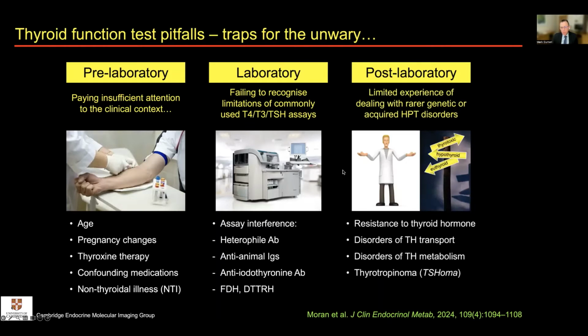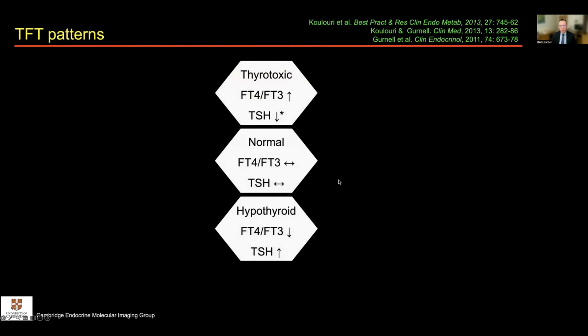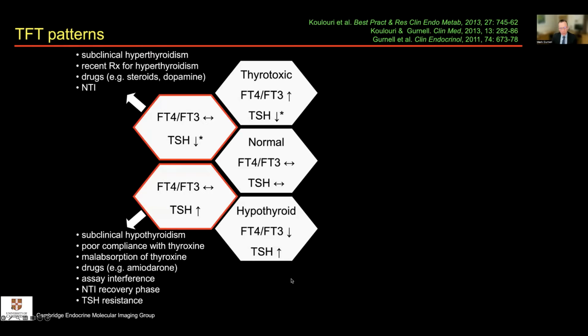Or it may be that we're not particularly familiar with some of the rarer genetic or acquired disorders that can produce these unusual results. I think it's always helpful to be able to think about thyroid function test patterns. So these are the typical ones that we're very familiar with: normal thyroid function tests, or typically thyrotoxic or hypothyroid patterns of free T4, free T3 and TSH. But it's worth bearing in mind that there are some other patterns.